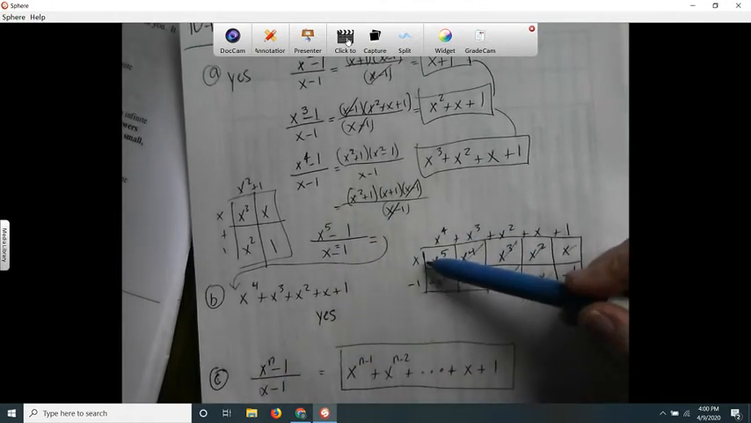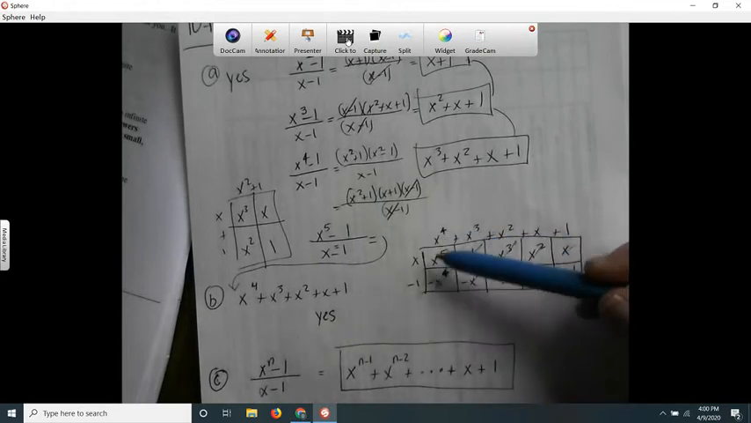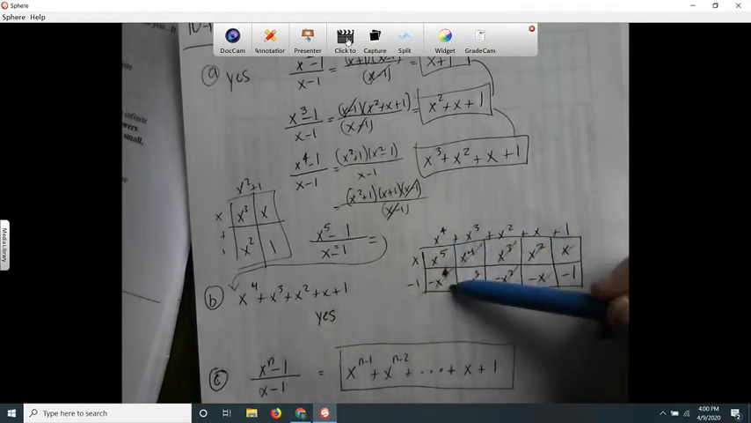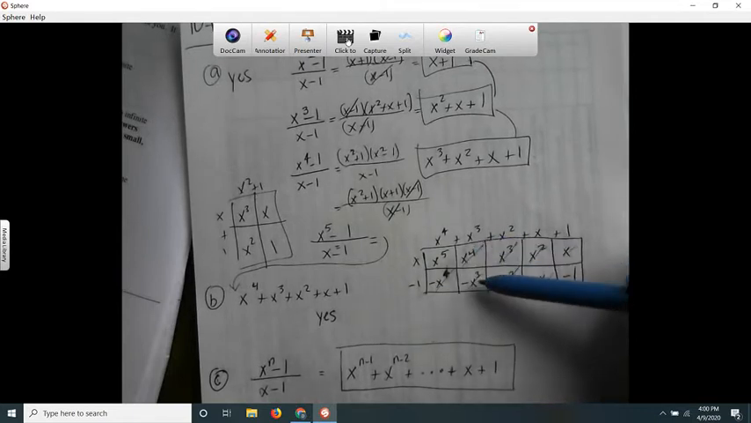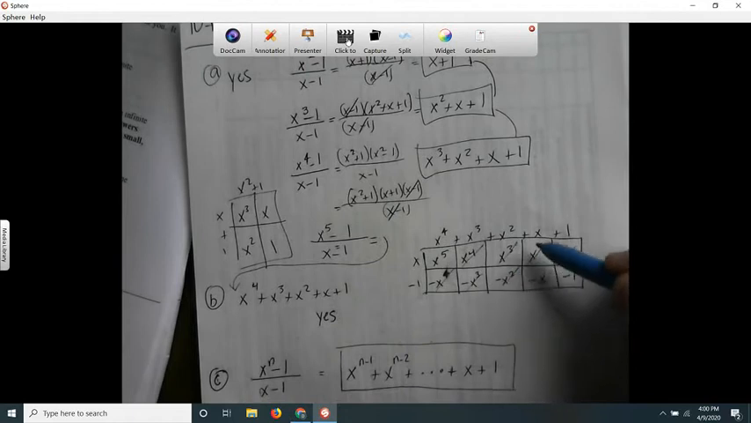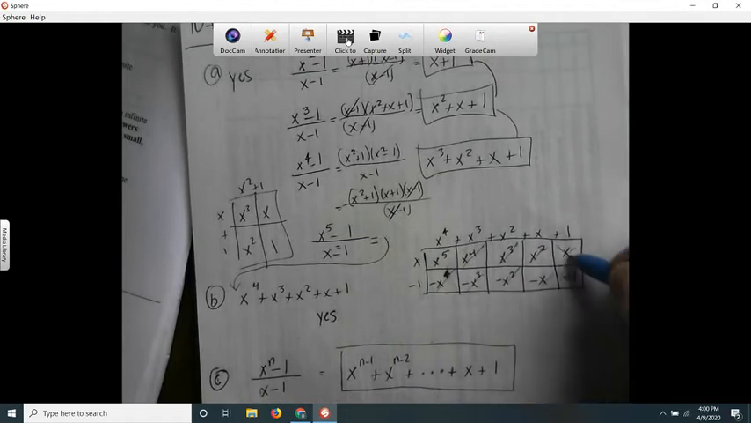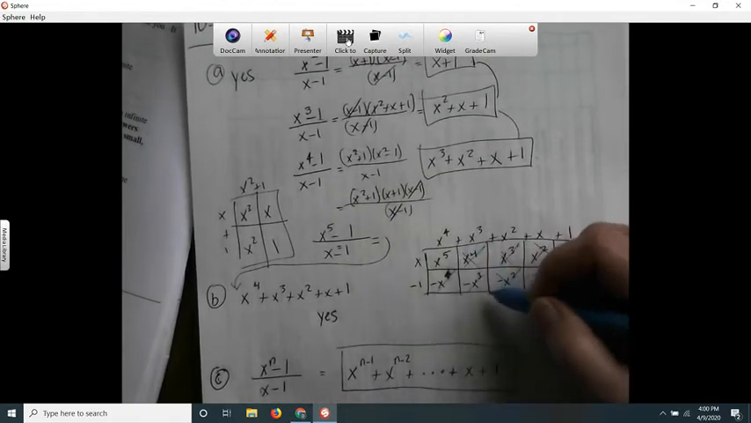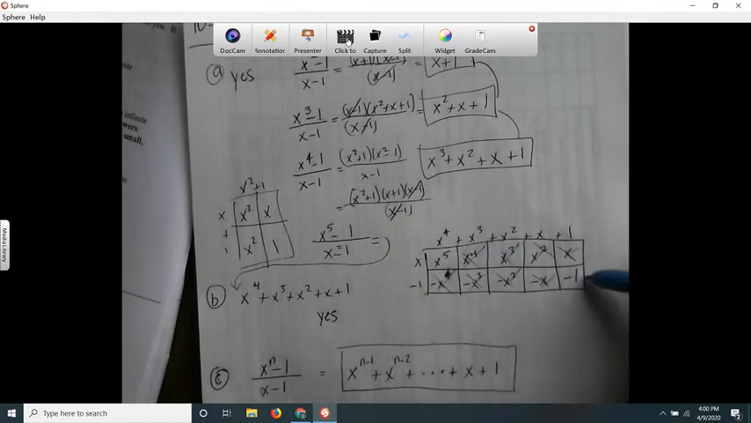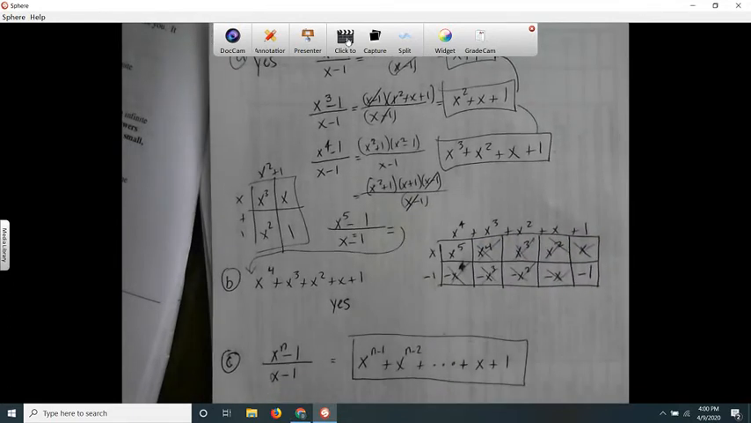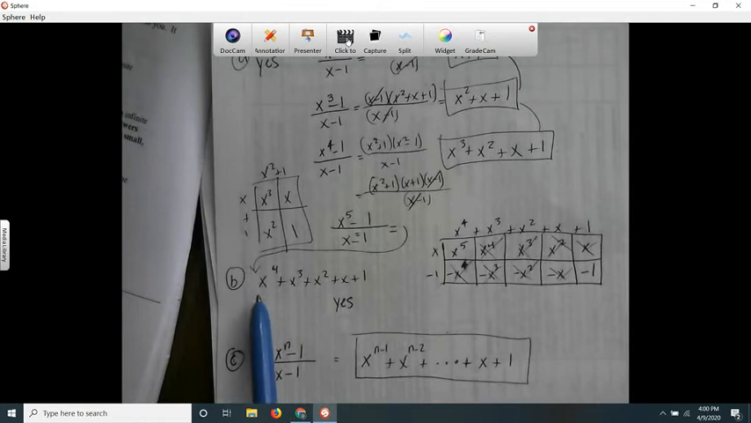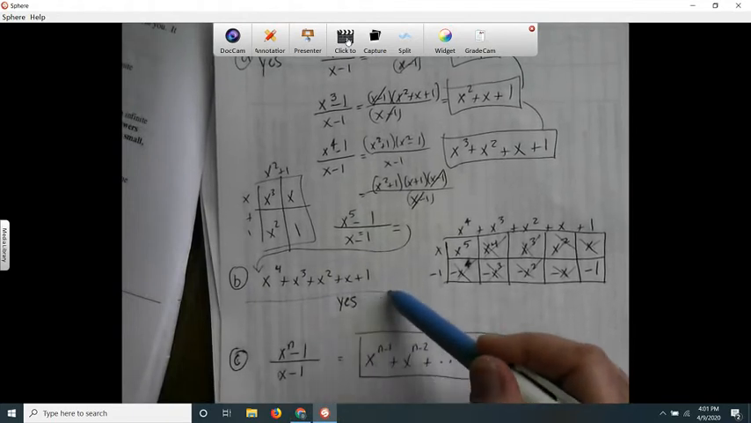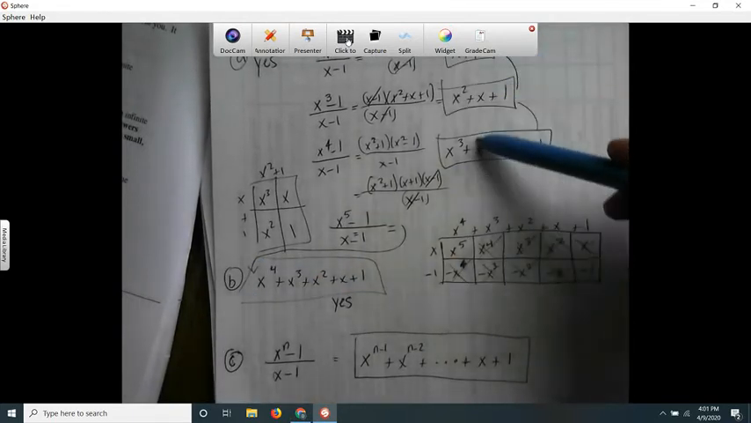So x to the 4th times x, that's x to the 5th. As I did this, I noticed I got the negative x to the 4th, and then up here I got an x to the 4th, and I kept getting these cancellations. Everything canceled out. And I end up with x to the 5th minus 1. So that's my way of justifying that the pattern works, and that this would be the next item in the pattern.